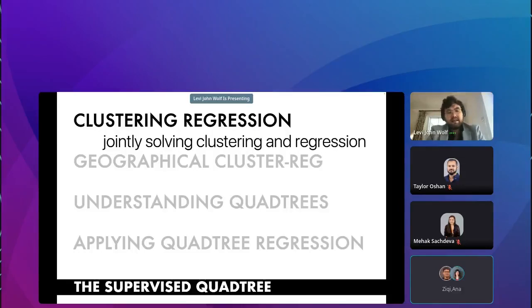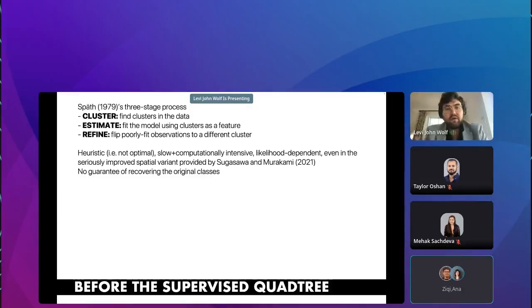So first, let's start thinking a little bit about what do I mean by clustering regression? Well, at its most basic, I'm talking about jointly solving a clustering problem inside of a regression problem. The oldest approach to do this that I can find is Spath's three-stage solving process, where you solve a k-means inside of a regression, and you optimize the fit of the clusters based on the fit of the regression.